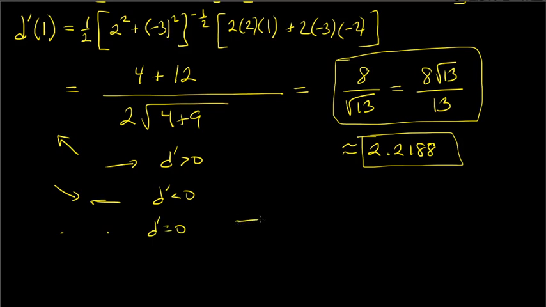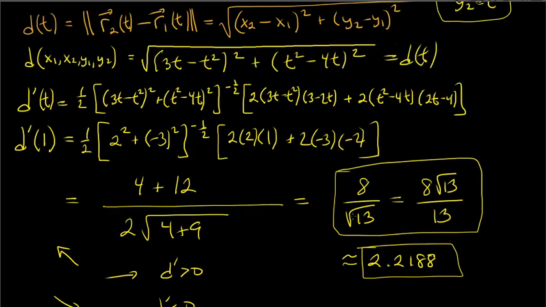Or if the two particles are moving, let's say, in such a way that their velocities are equal, then the distance between them will not change. As they just move further and further along, the distance will stay the same. And so the derivative of the distance will also be 0 in that case as well.